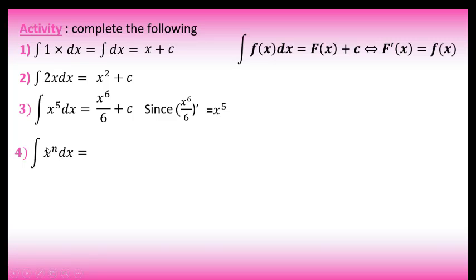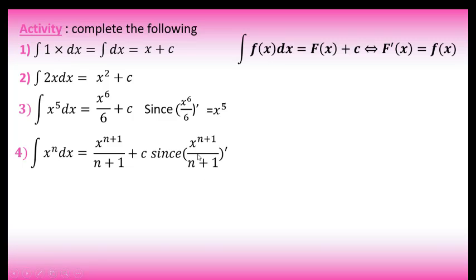Now, 4. More generally, the integral of x^n dx should be x^(n+1) over n+1. As you see, add 1 to 5 and the power becomes 6, and we divide by the new power. In this case, the new power is 6, so we divide by it. In this case, the new power is n+1, so we divide by it.